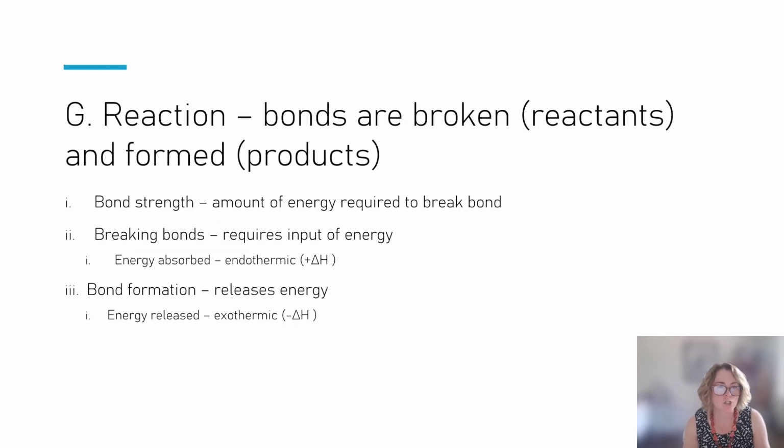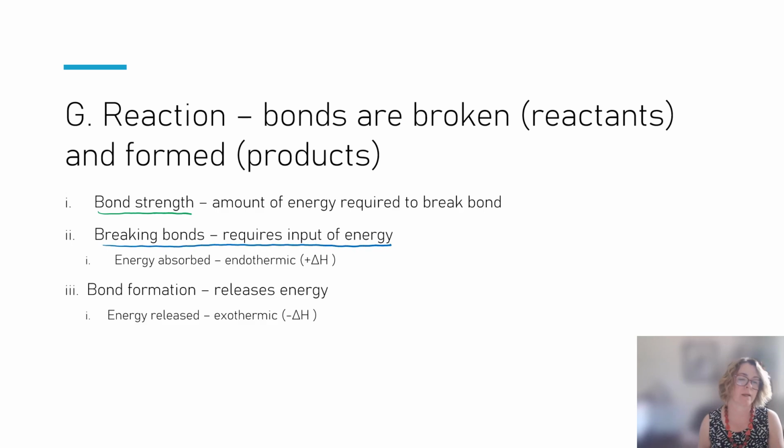So in a reaction, you have two things happening. In order for that reaction to happen, the bonds of your reactants have to be broken, and new bonds are being formed in your products. Bond strength is defined as the amount of energy required to break a bond. So the stronger the bond, the more energy is going to be required to break it. In order to break a bond, energy has to be put in. So that process of breaking a bond is actually endothermic, right?